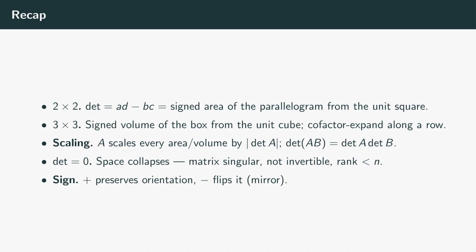It multiplies every area or volume by its absolute value, and the determinant of the product is the product of the determinants. When the determinant is 0, space has collapsed to a lower dimension, so the matrix is singular, not invertible, with rank below full. And the sign carries orientation. A positive determinant preserves the handedness of space. A -1 flips it like a mirror. Next episode, we collect the algebraic properties of the determinant and put them to work with Cramer's rule.